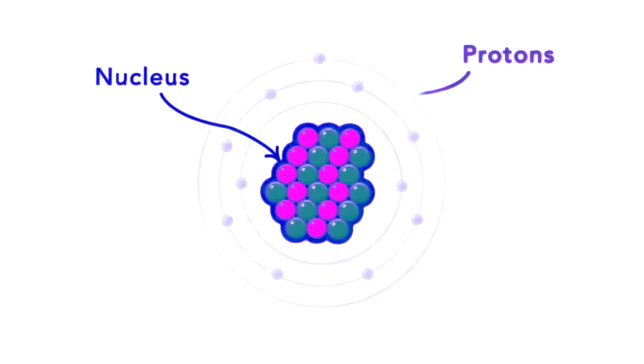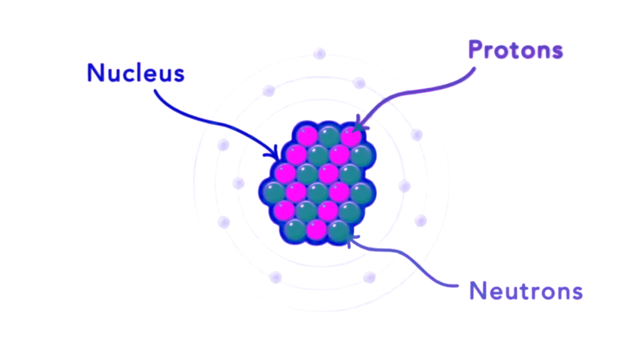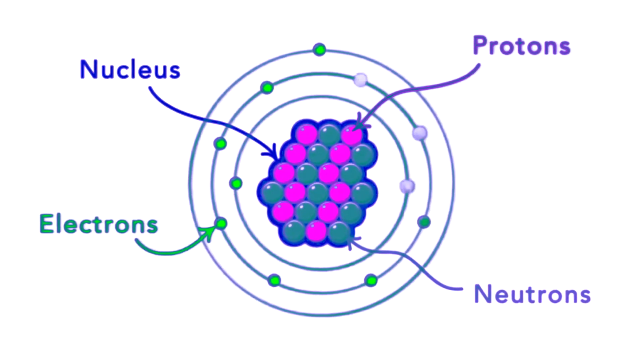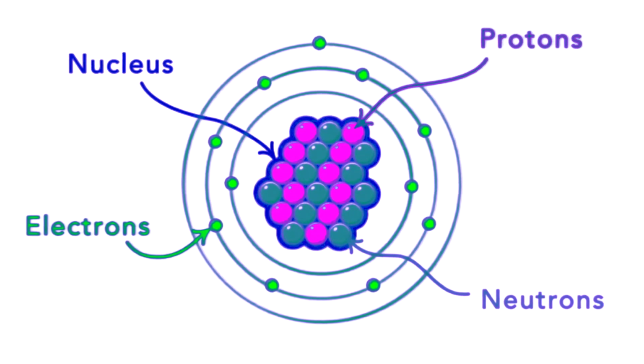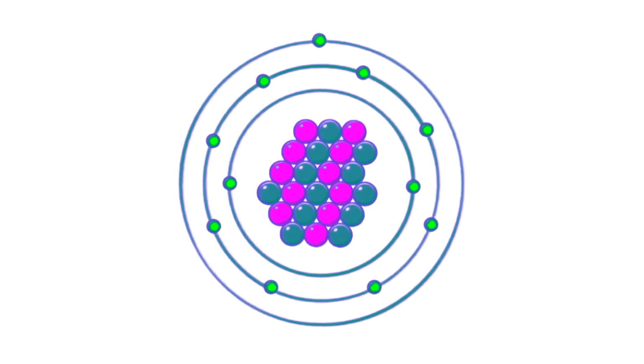So we know each atom has a nucleus, which is made of protons and neutrons. We know the nucleus is surrounded by electrons, and that the number of electrons equals the number of protons. But let's take a closer look at an atom's structure.